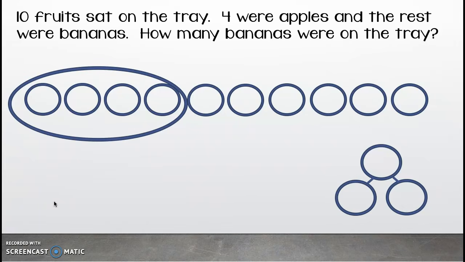Okay, now that they're all there for sure, let's go ahead and fill in our number bond. All right, so it says 10 fruits sat on the tray and 4 were apples and the rest were bananas. Can you fill that in with a good label? And then press play to see what I did.